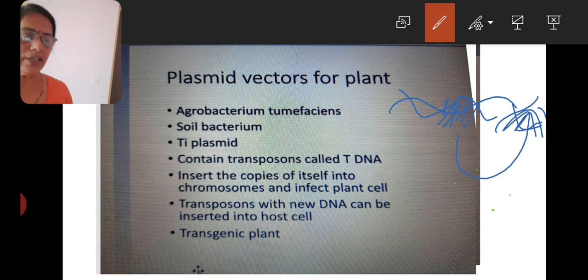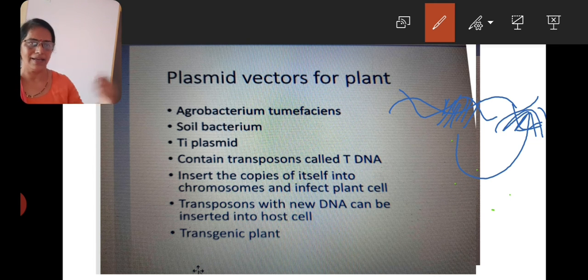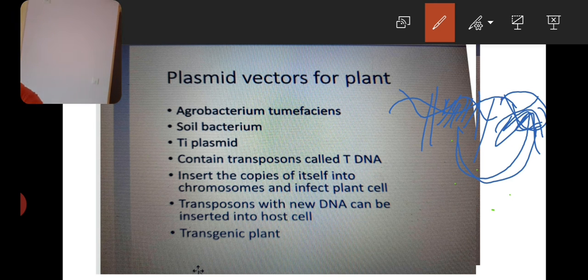There are different types of transposons: the DNA transposon, the copy-paste transposon, and the reverse transcriptase type, the retrotransposons, where it changes its position with the help of the reverse transcriptase enzyme. Here the DNA is present, and when this DNA transfers its position, it is called the DNA transposon.